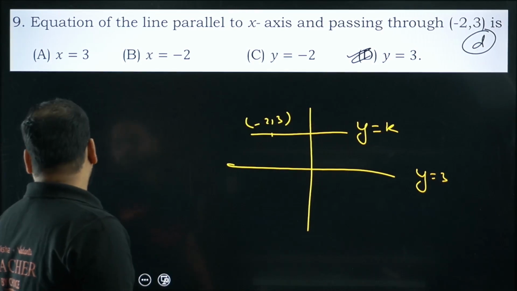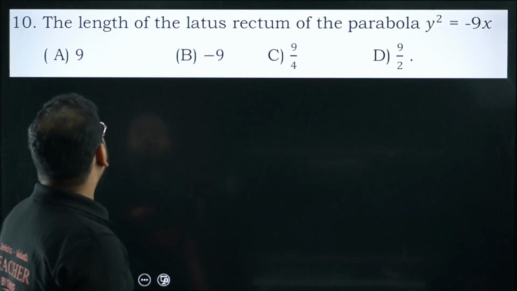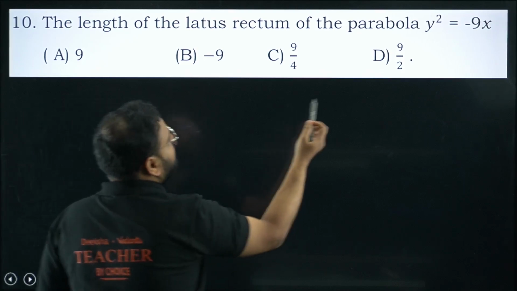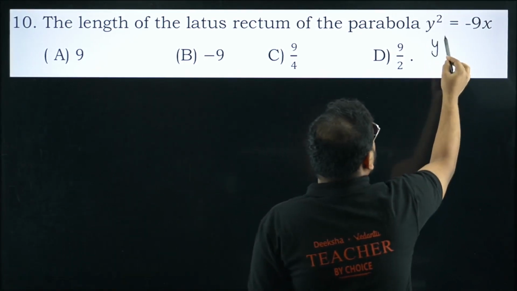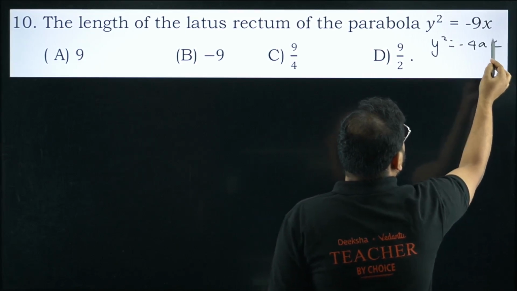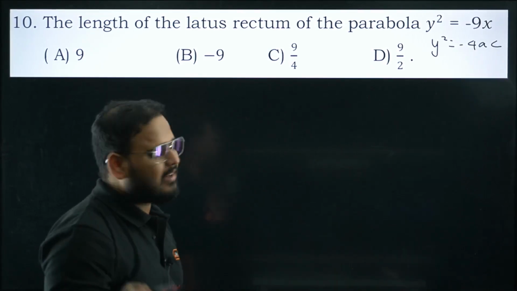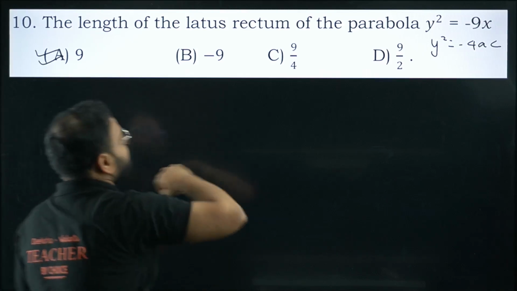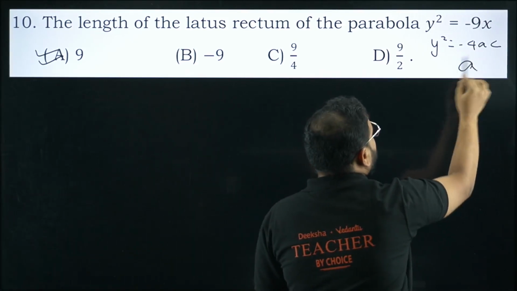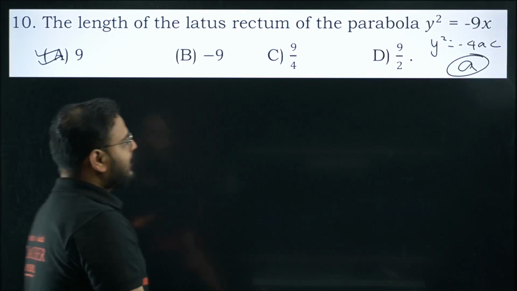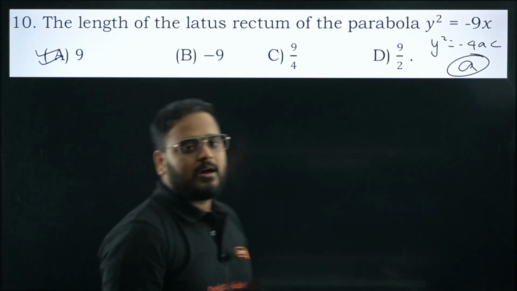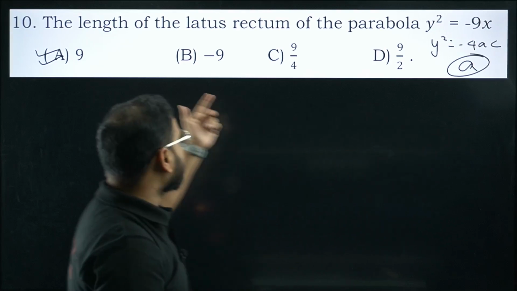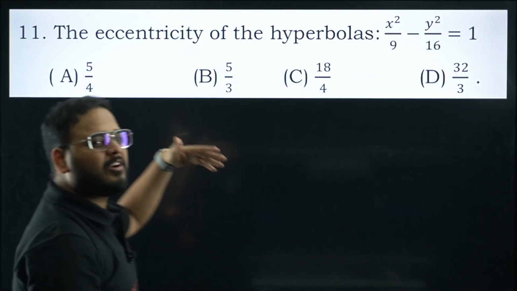So we'll go to question number 10 now. The length of the latus rectum. What is the equation? y squared equals minus 4ax. Compare. They are asking only length, right? It will never be negative. What is the answer? 4a equals 9, no? What is the option? Answer is option number A. Please check. Length is positive, that's why it is 9. 4a is the formula for latus rectum. Answer is 9. If you know the formula, that is more than enough to solve this question.